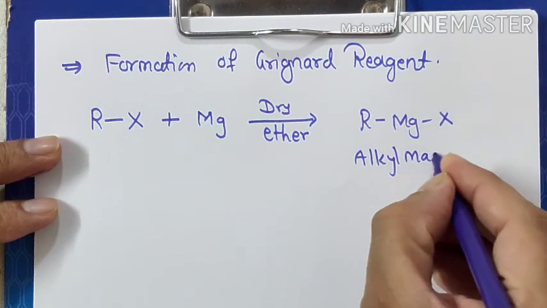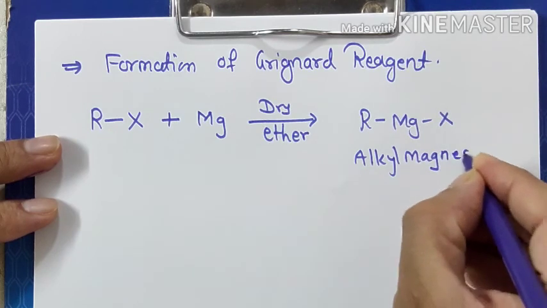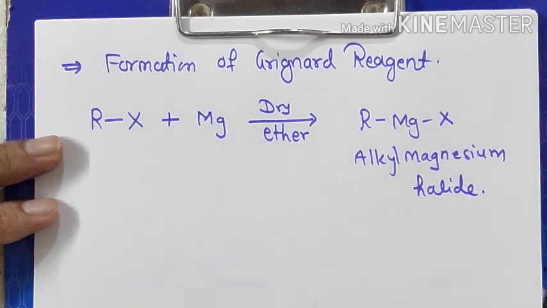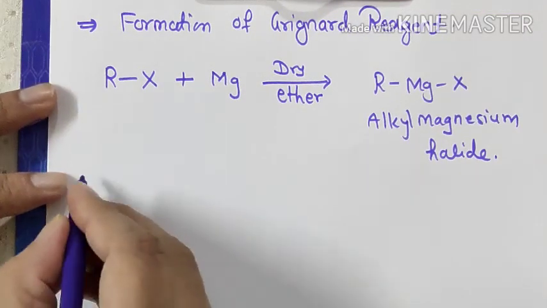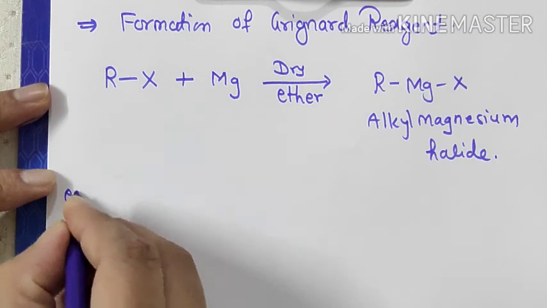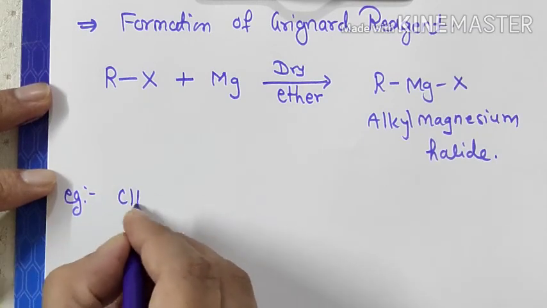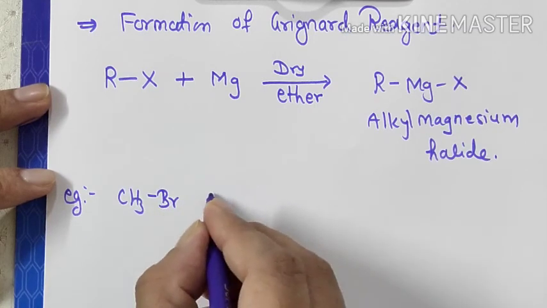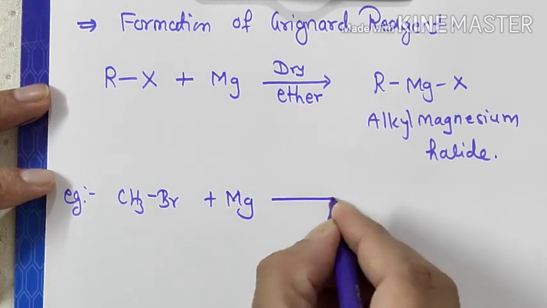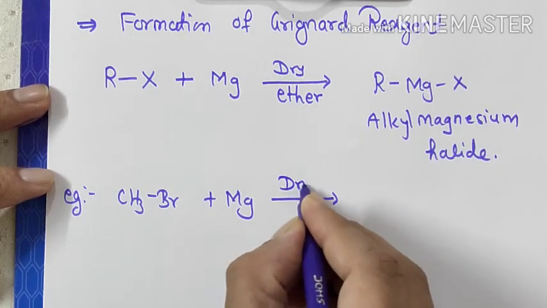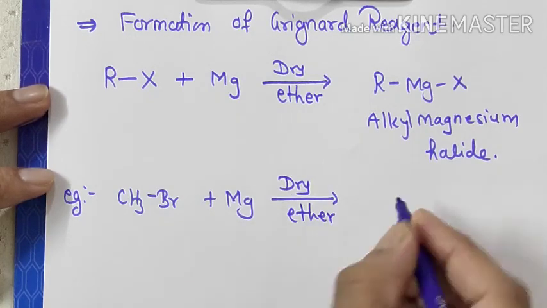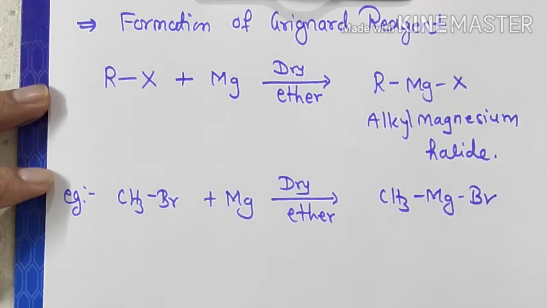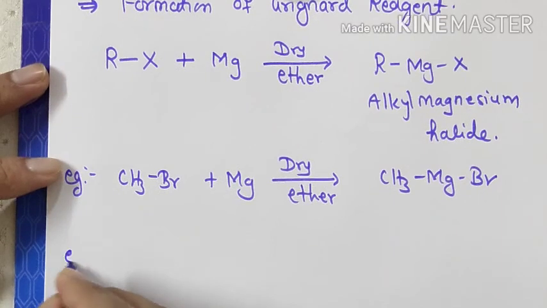This is called alkyl magnesium halide. We'll take some examples. Suppose I take CH3Br. I treat this with magnesium in the presence of dry ether. It results in the formation of CH3MgBr.